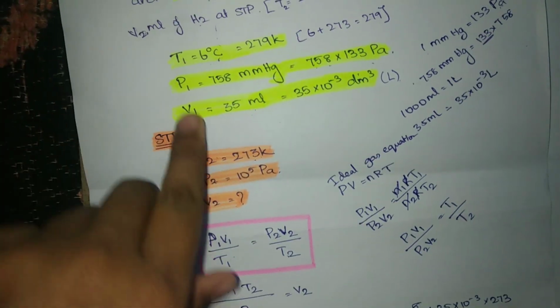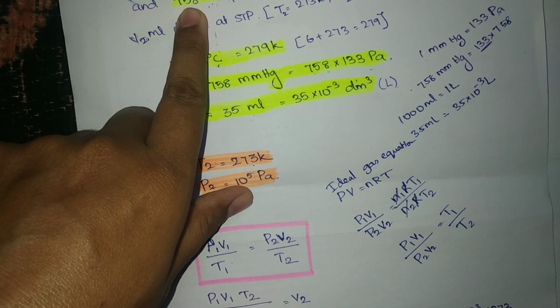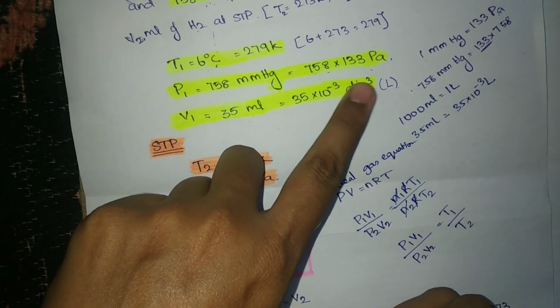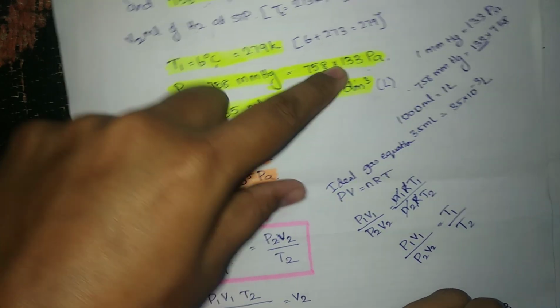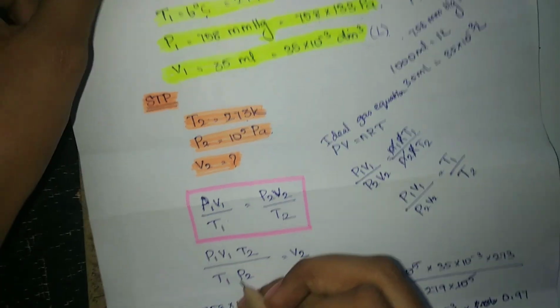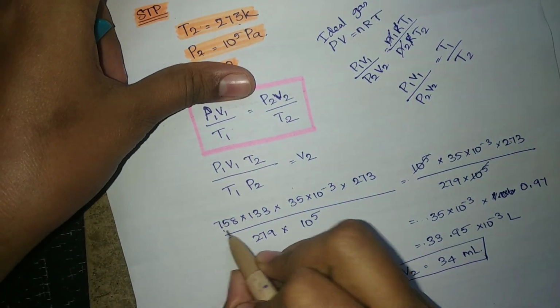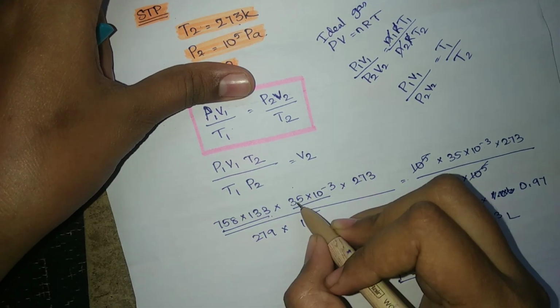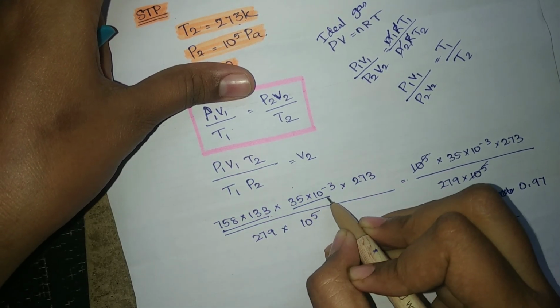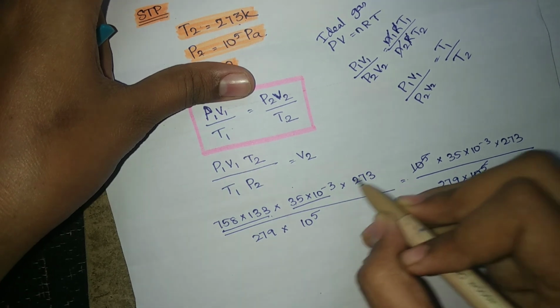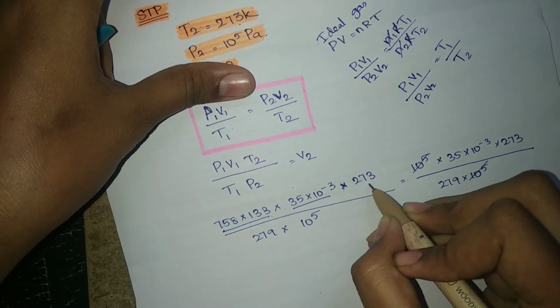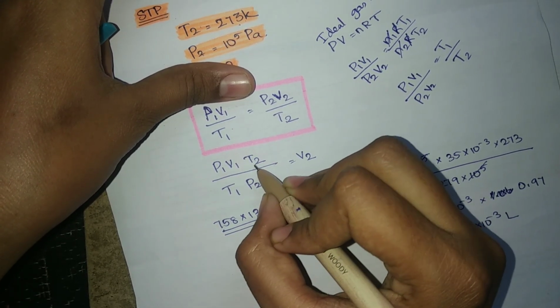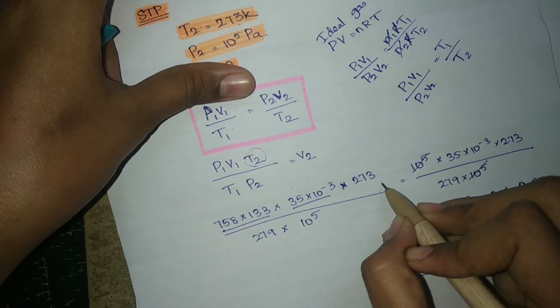P1 is 758 millimeter mercury. We have to convert it into pascals, so I am multiplying it with 133. So 758 into 133, that is pressure. Volume V1 is 35 ml, that is converting into 35 into 10 to the power of minus 3 liters. And T2 is 273 Kelvin, that is the STP temperature.